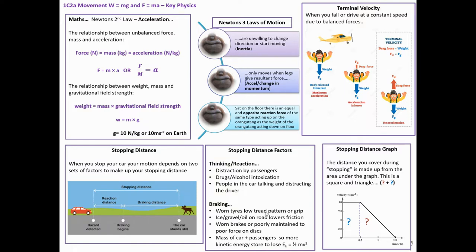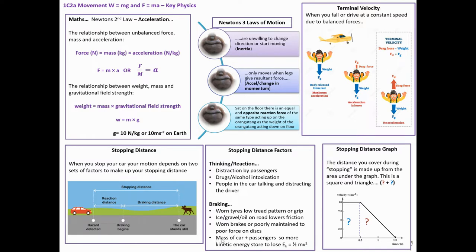Braking: worn tyres, low tread pattern or grip. Ice, gravel, oil on the road. Talking about how it lowers friction is key. Worn brakes, poorly maintained, poor force on the disc. So it could be your brake fluid's gone a bit dodgy because it's hygroscopic and has absorbed some oxygen.